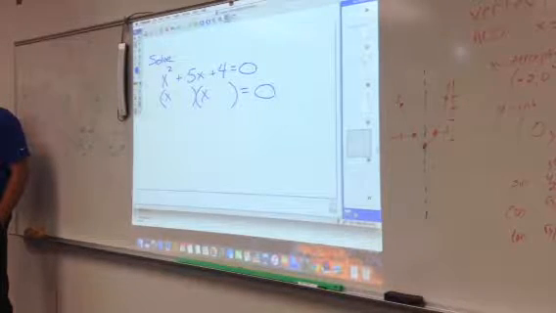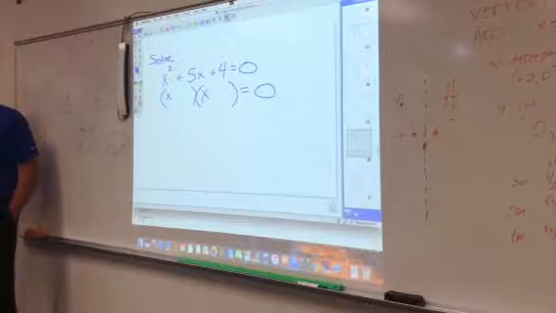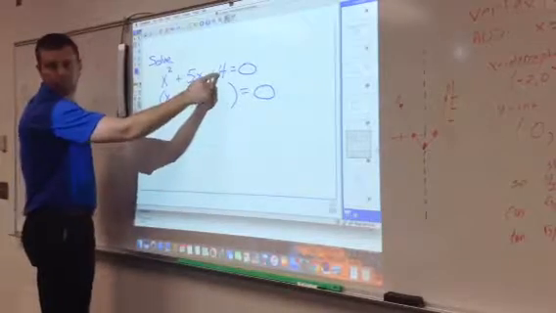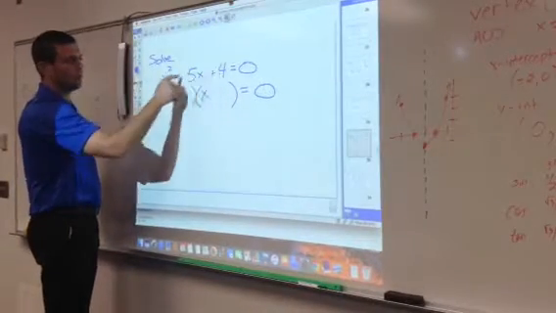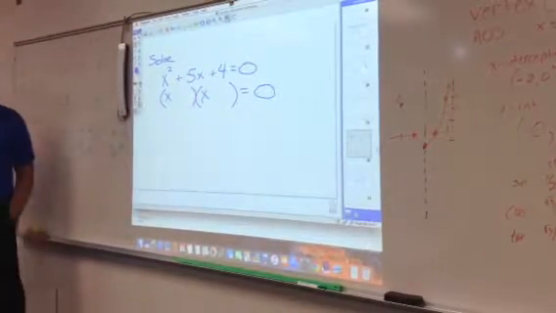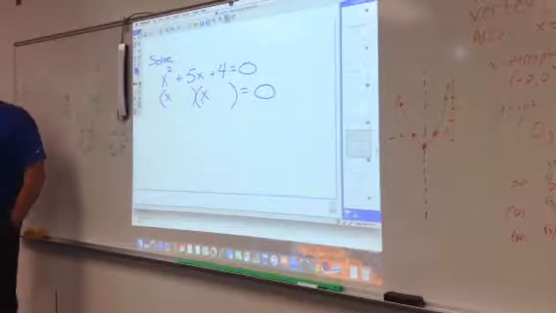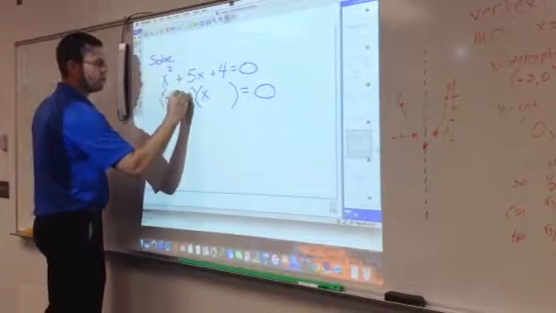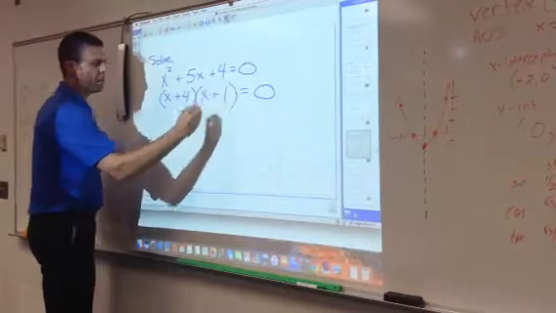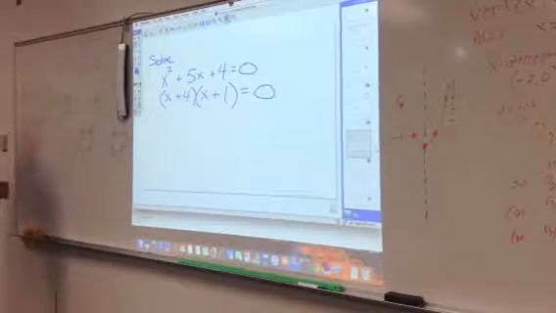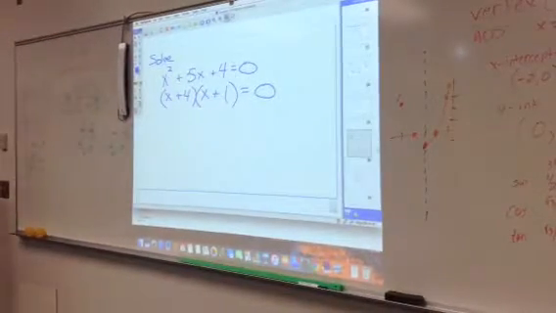2 times 2 multiplies to 4. What multiplies to 4, but adds to 5? 4 and 1. Positive 4 and a positive 1. Okay? So in one of the parentheses I'll put a positive 4, and in the other one I'll put a positive 1.